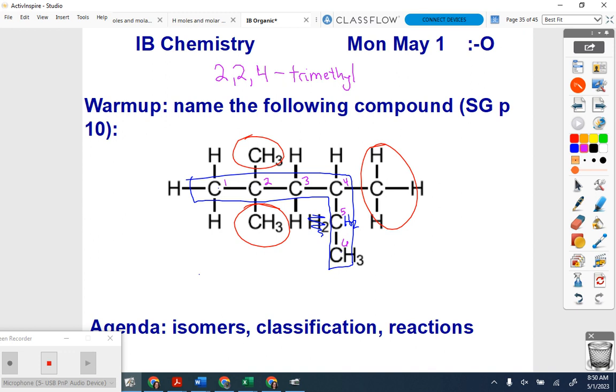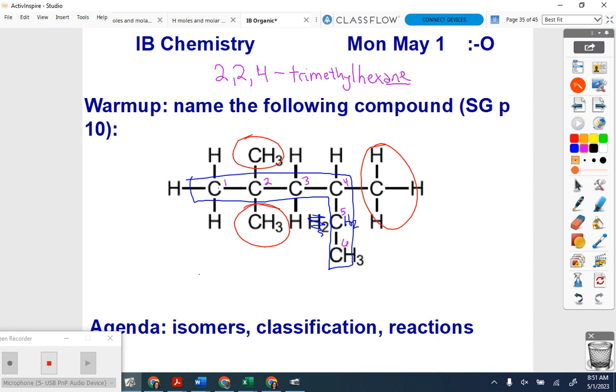And then how do I name the root? Hexane. So we've got 6 carbons. That makes it a hexane. It's ane because it's just an alkane. There's no other functional groups on there.